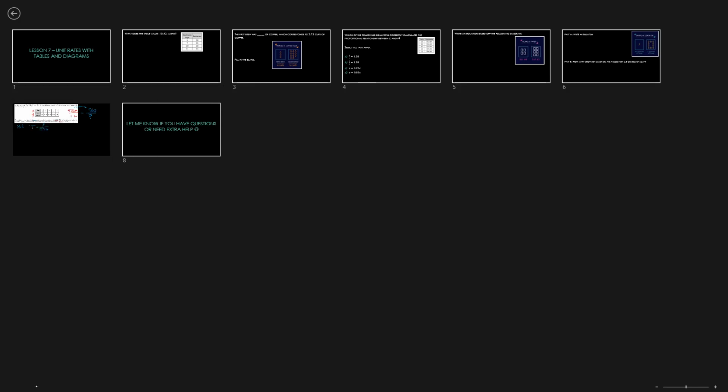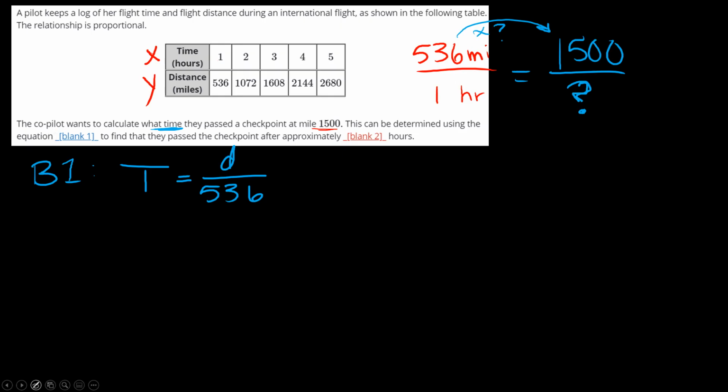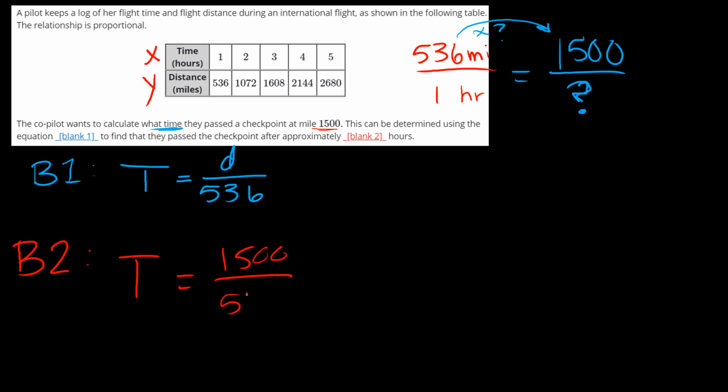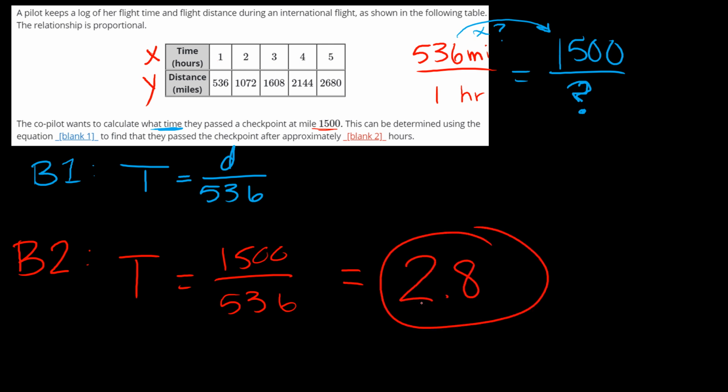And then for blank 2, this is us actually plugging it in and dividing. So I'm going to do that 1500 divided by 536. And if you type that into a calculator, you will get 2.8. So it will take them 2.8 hours to reach that 1,500-mile checkpoint. So again, this is our equation for blank 1. In blank 2, it takes them 2.8 hours.